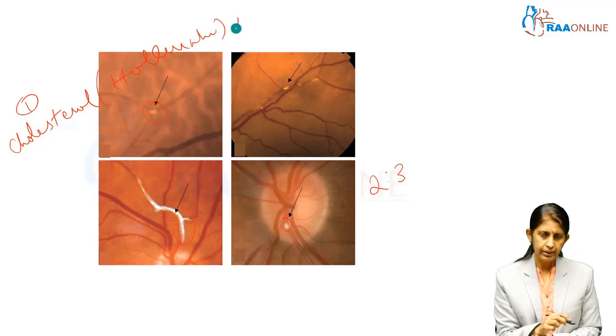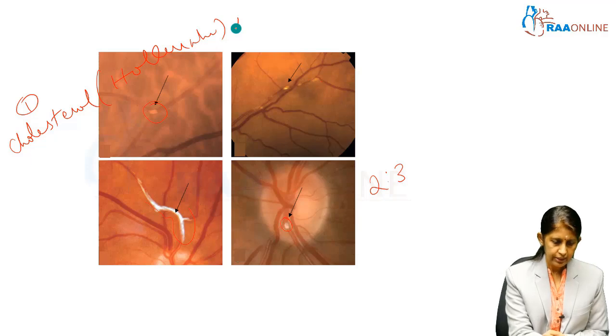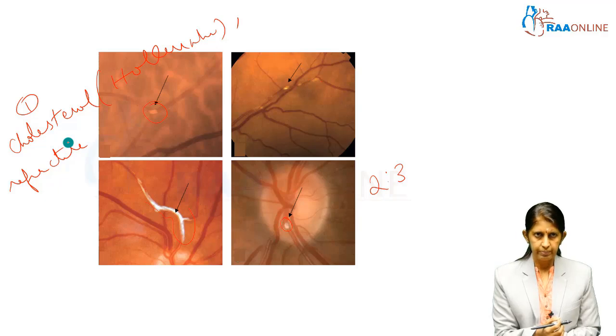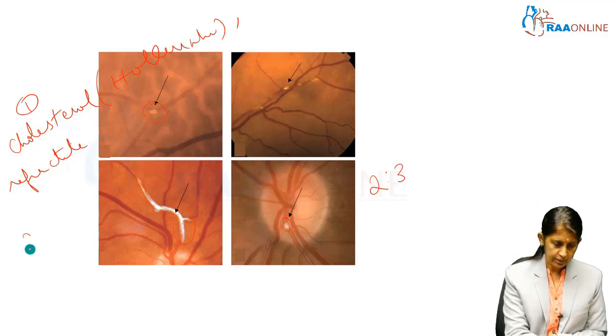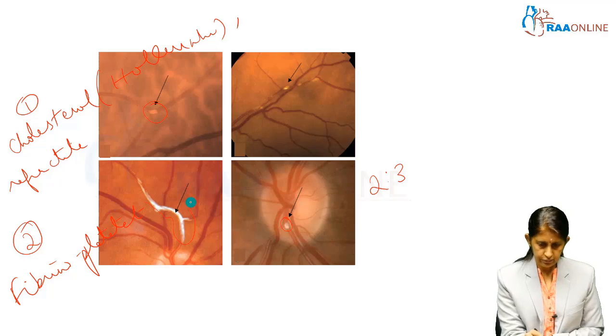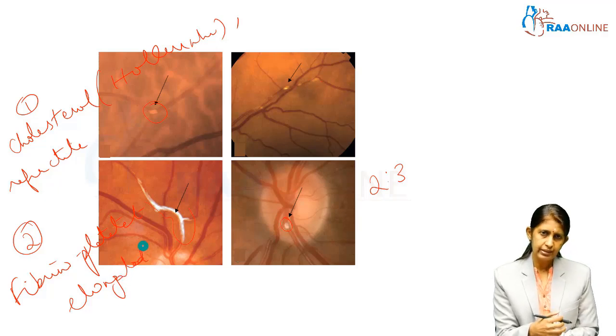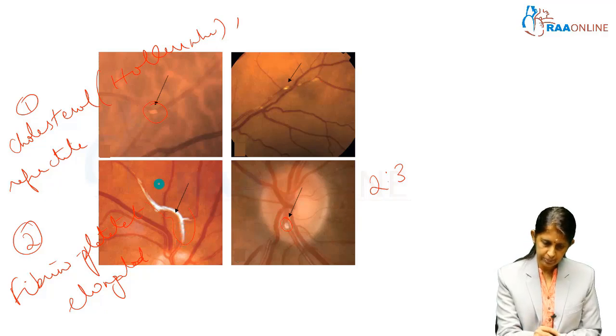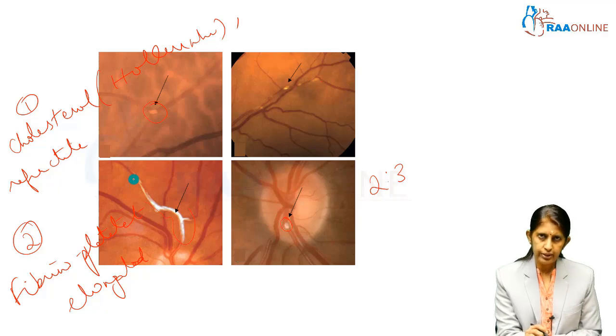So cholesterol emboli is typically by nature refractile, minute dots that appear along the vasculature. The second type of embolus is fibrinoplatelet emboli, and that's what you're seeing in this picture. This is the fibrinoplatelet emboli, which is elongated. Classically, they are elongated, and generally they can even be present a little away from the optic disc. Like you're seeing in this picture, it's close to the optic disc, but this can also be present a little away. But the most important distinguishing feature is that it is an elongated plaque.